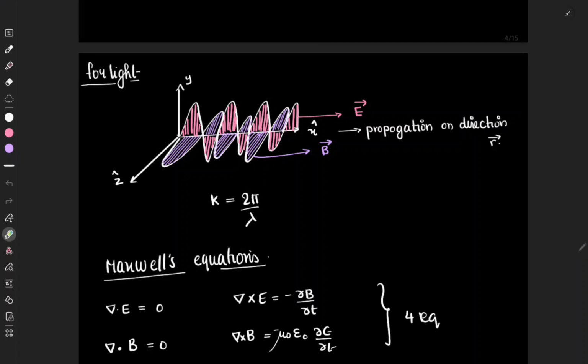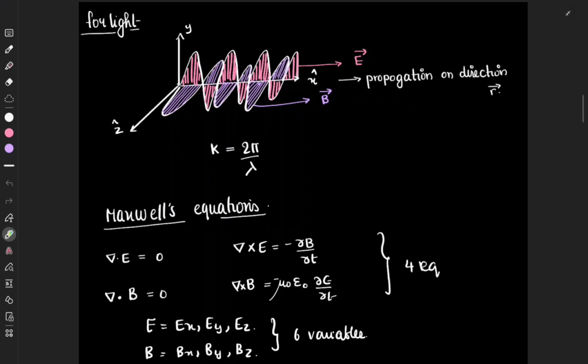The other important thing is something called the wave vector. Now the wave vector is nothing but how many units of wavelength the wave travels. Now this is given by k is equal to 2 pi by lambda. So this is the wave vector.